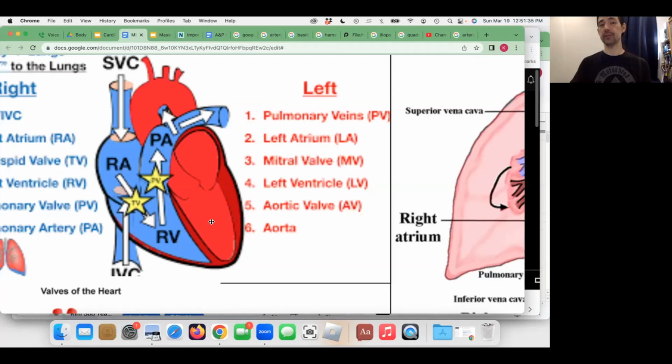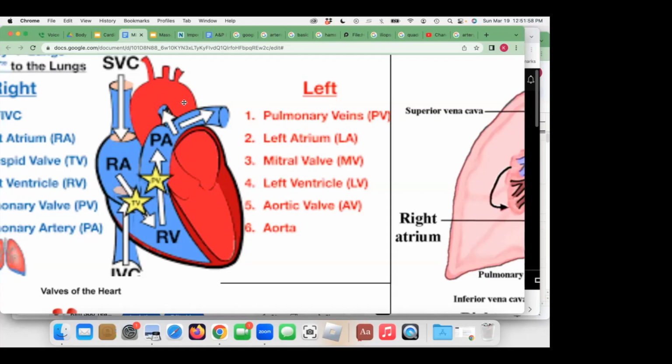Left ventricle is on the bottom, atrium on top. The left ventricle receives the blood and pumps it out into the aorta. To get into the aorta, it's got to go through the aortic valve. Left ventricle, aortic valve, aorta. The aortic valve is named after the aorta.